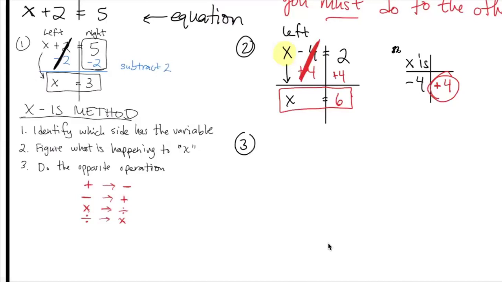Let's try here. 7 equals x plus 5. 7 equals x plus 5. I'm going to write that down. We're going to draw an equal sign. Line down the equal sign. We're going to make our x is table.